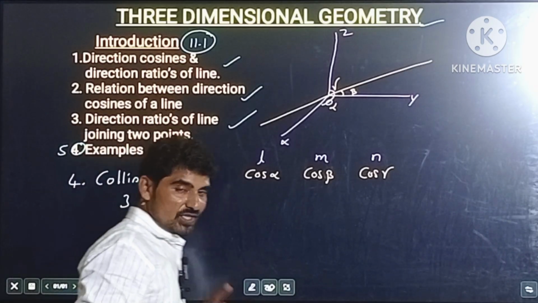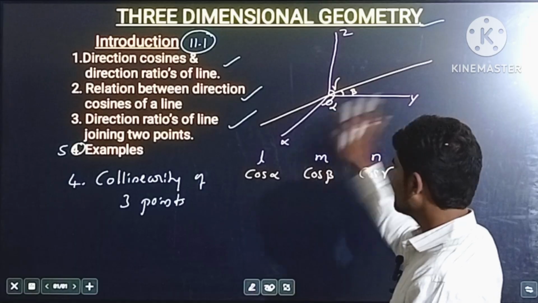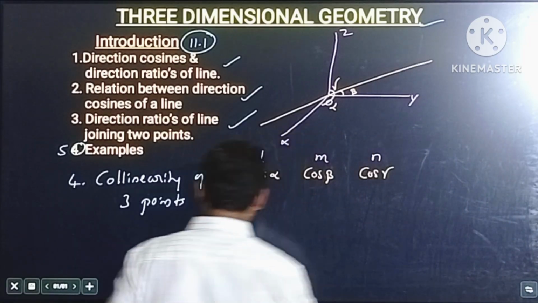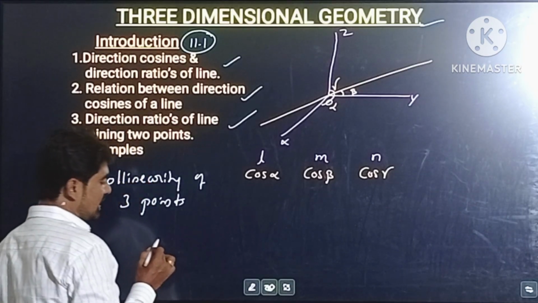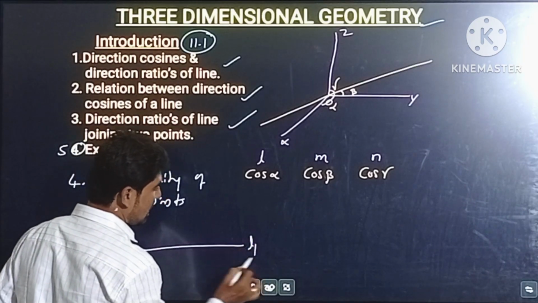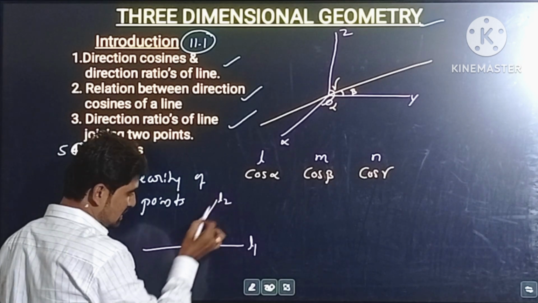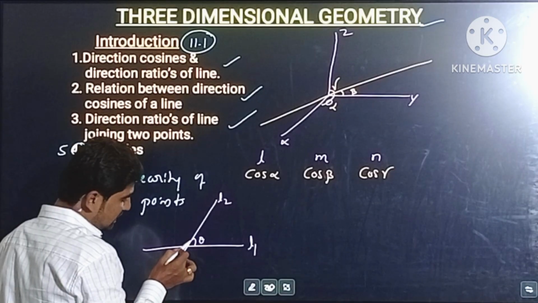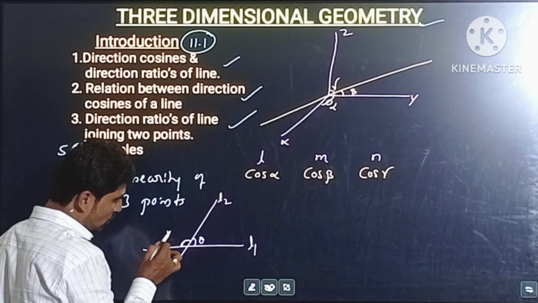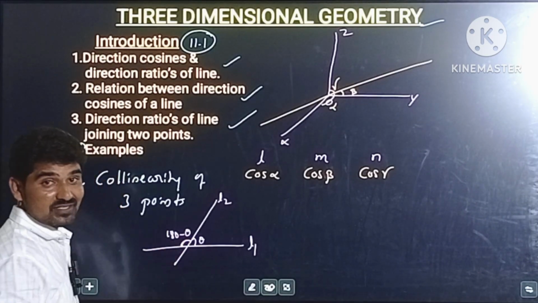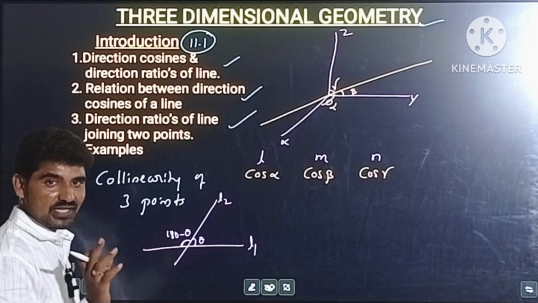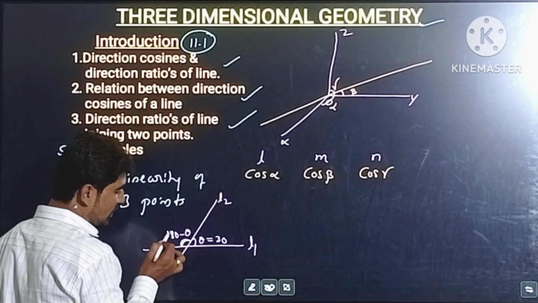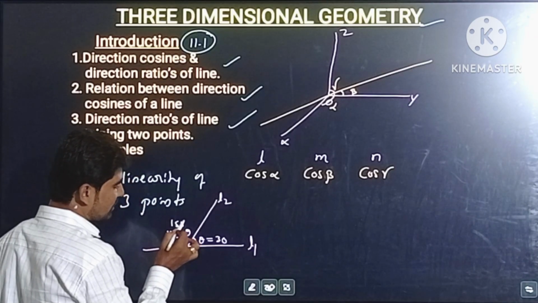One more thing you need to observe here: a line can extend in both directions. It means, by the concept of supplementary angles, suppose this is a line L1 and this one is a line L2. Suppose line L2 makes an angle theta with line L1, then this side angle should be equal to 180 minus theta, by the concept of supplementary angles, since a straight angle is equal to 180 degrees. If theta is equal to 30 degrees, then this angle is 180 minus 30, that is 150 degrees.